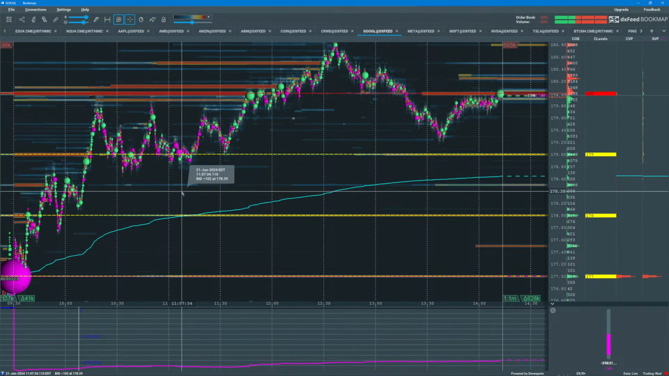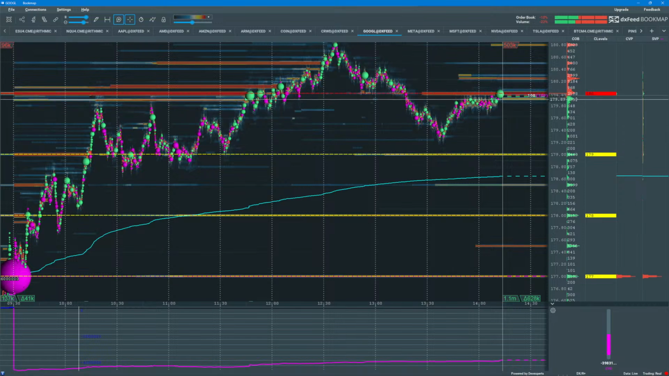Again, the opening print kind of obscuring the volume dots. Remember, again, 180 is the call wall.